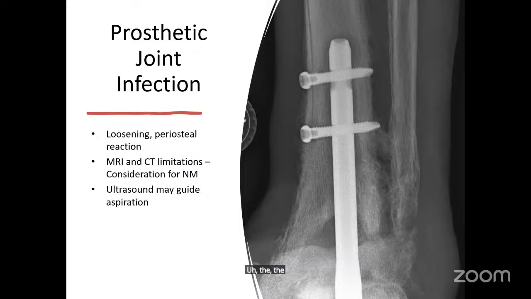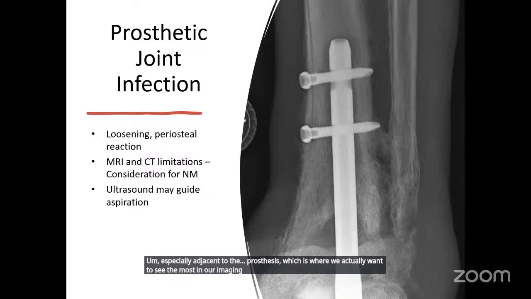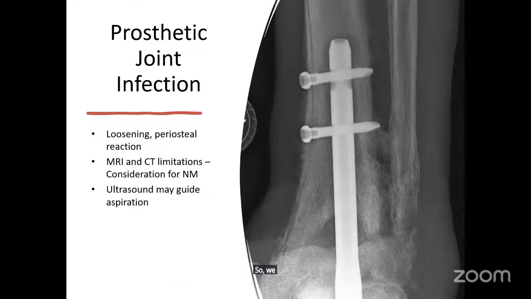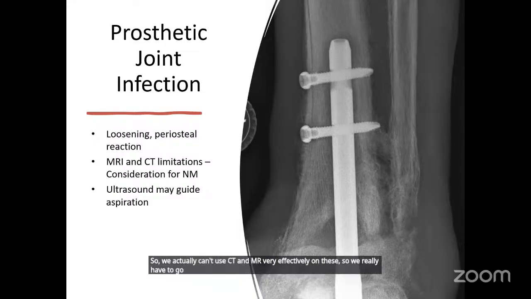The difficulty with these periprosthetic infections is CT and MRI are not very helpful. The streak artifact and the susceptibility artifact from the metal, especially adjacent to the prosthesis, which is where we actually want to see the most in our imaging, is completely destroyed by artifact. So we can't use CT and MR very effectively on these. So we really have to go by plain films, and then we can consider nuclear medicine.